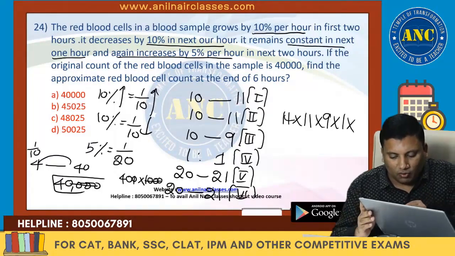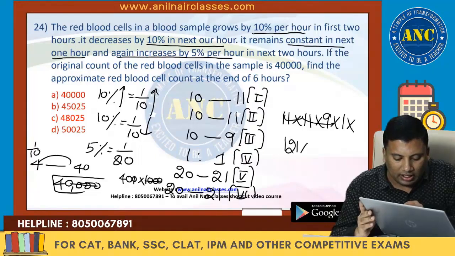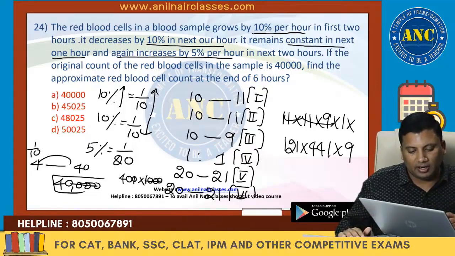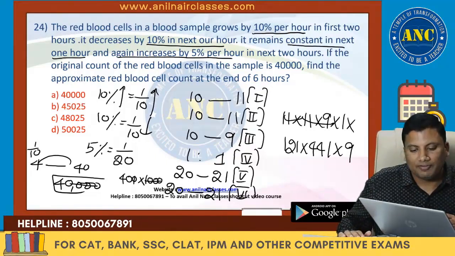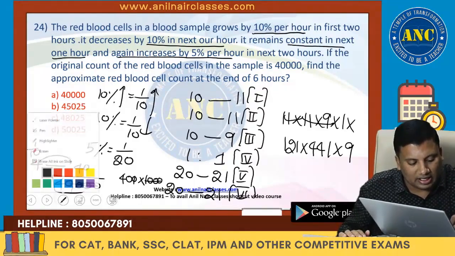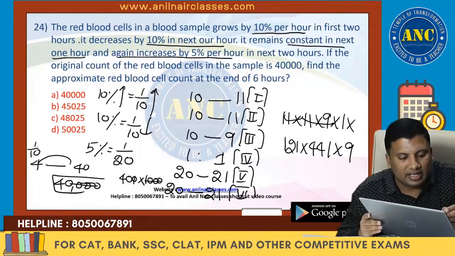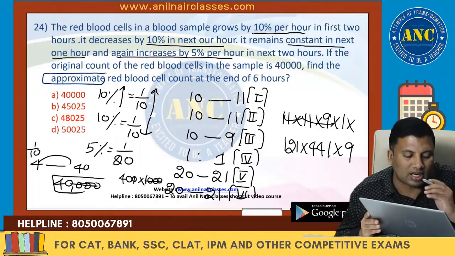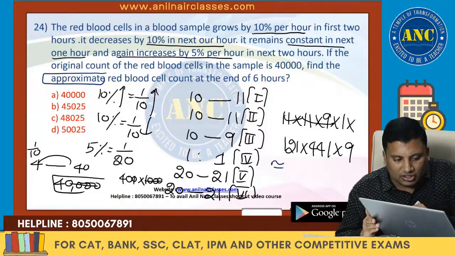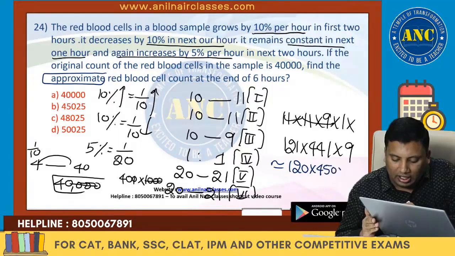11 into 11, 121. 121 into 441 into 9. Find the approximate value we have to do. Because it is approximate, it is clearly mentioned that the values are approximate. I cannot use the digital sum. So I will approximate into 120 into 450 into 9. I hope it is clear.